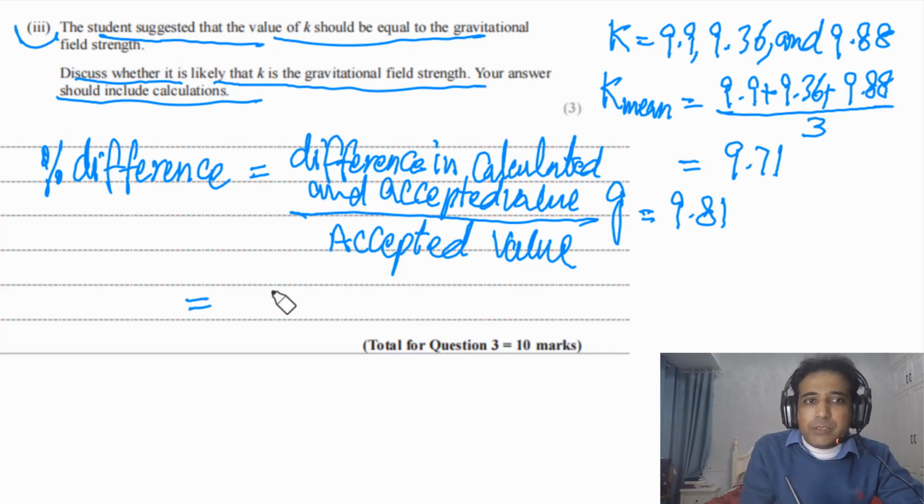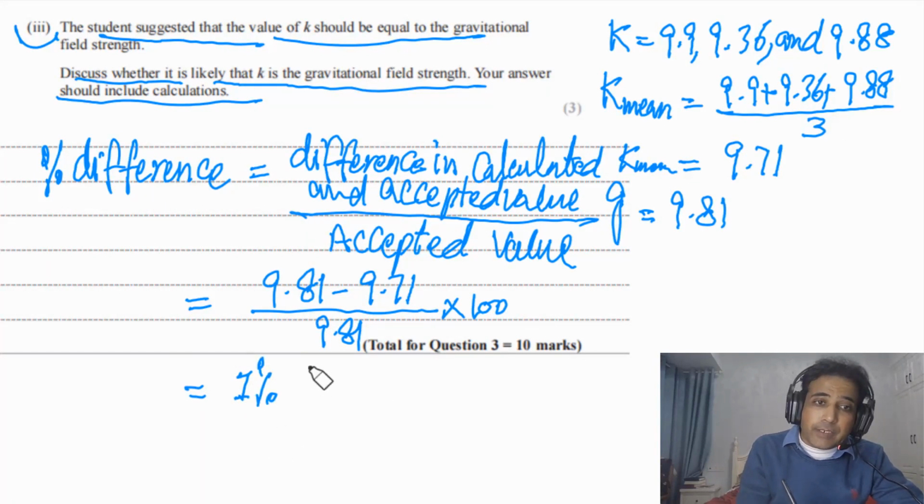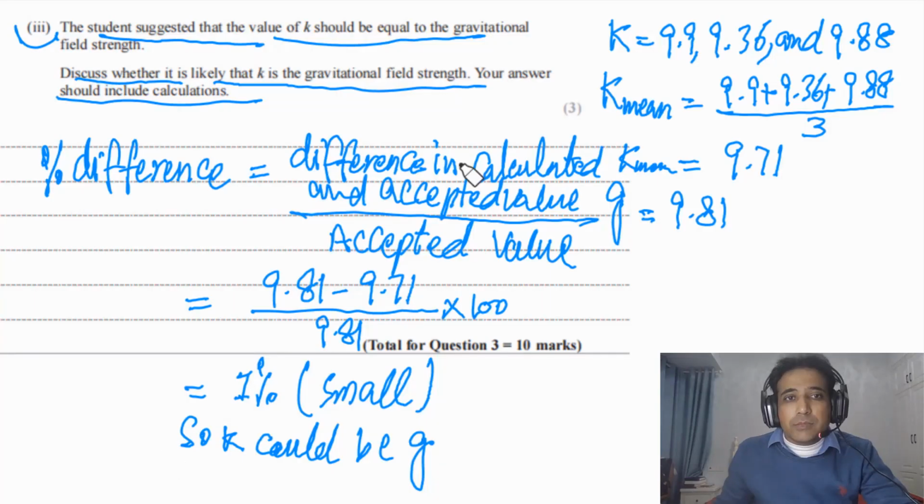So simply in this case we have to find the difference. So we can say 9.81 minus 9.71. This is the difference between G and the mean value of K, and we need to divide by G. So G is equal to 9.81, and we need to multiply this by 100 because we are talking about percentage difference. If we do this, our final answer will be about 1%. And 1% is a very small percentage difference. So we can say K could be G. This is how we can answer this type of problem.